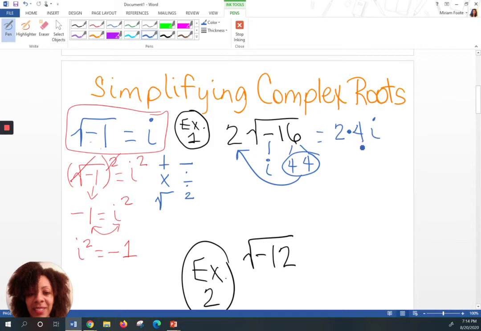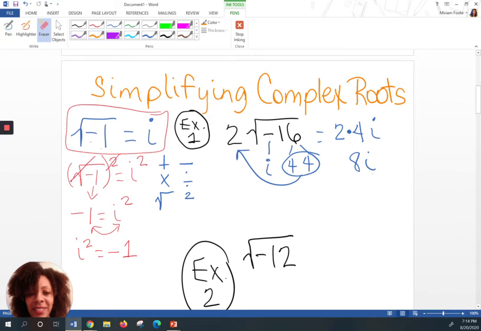2 times 4 is 8, and then i. It has to be in the form with the i after. You would not write it as i8. That is incorrect. Alright, so we don't want to do that. Make sure you put your i after the number.